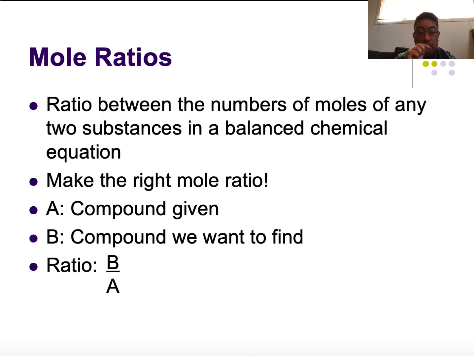And so we can make mole ratios between any two substances in a balanced chemical equation. I can do it between reactants. I can do it between a reactant and a product, or products. Okay. From now on, the A I'm going to be referring to here and later on in chapter 12 is going to refer to the given compound. That'll make more sense in section 12.2. And then B will refer to the compound we're trying to solve for. And so that ratio will always be moles of B over moles of A. And we'll talk more about that in our next lecture.